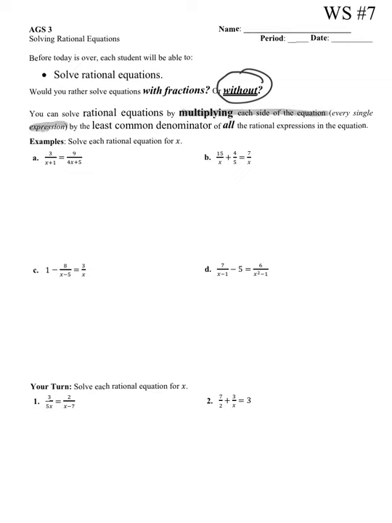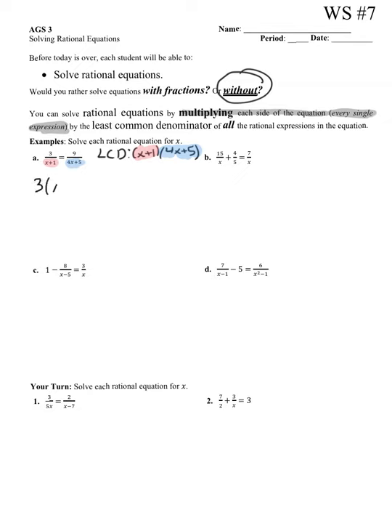We can solve rational equations by multiplying each side of the equation, like every individual term, so every single expression, that's the key, by the least common denominator of all the rational expressions in the equation. That's going to work for every single problem here. So, for example, in example A, I have an x plus 1 in my denominator. I also have a 4x plus 5 in my denominator. So that's what my least common denominator is going to be: what's on the left side, x plus 1, and what's on the right side, 4x plus 5. If I multiply every single term by that, I can get rid of the fractions.